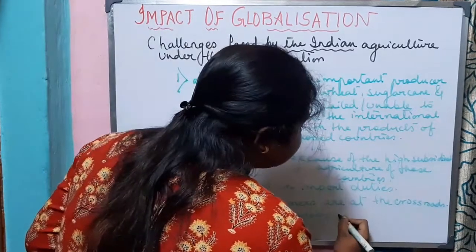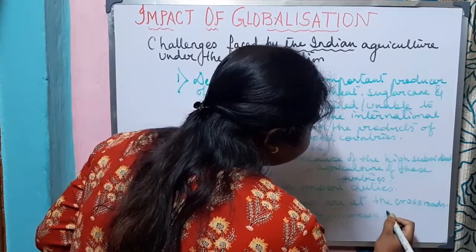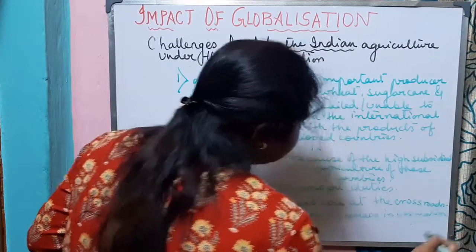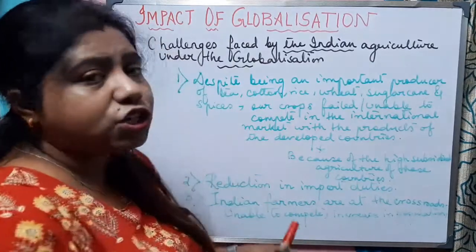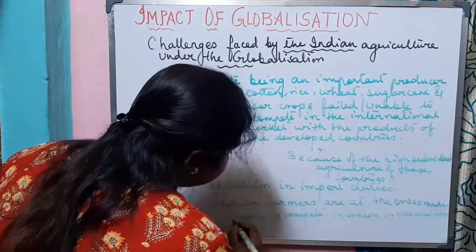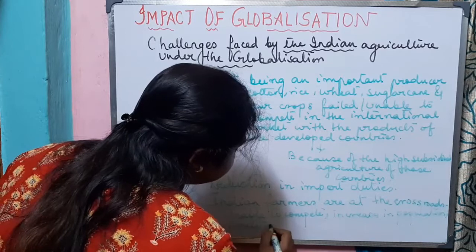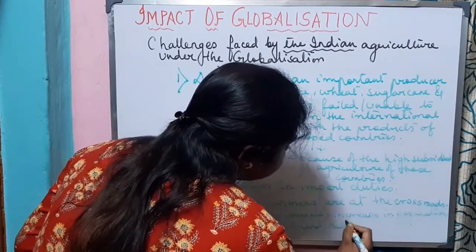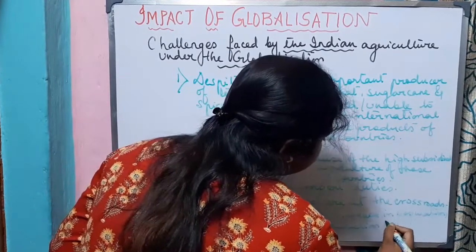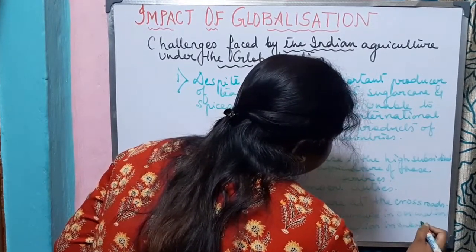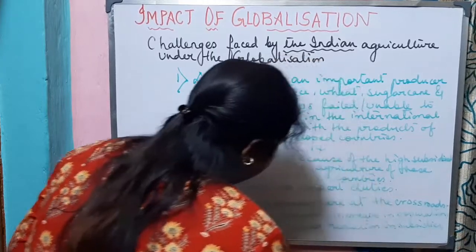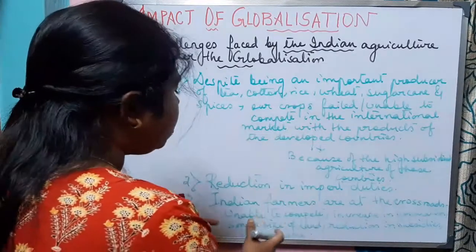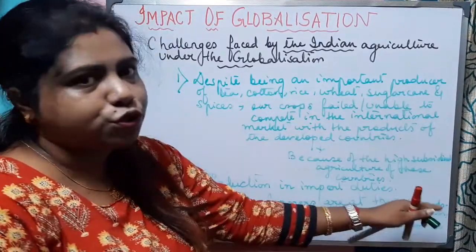There is an increase in population. As there is an increase in population, there should be more production, but the production is not increasing because of the small size of land. Then reduction in subsidies. Low income. And due to all this, the Indian farmers are at the crossroads.